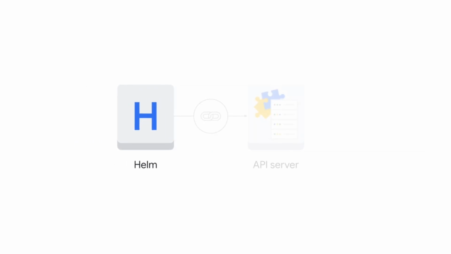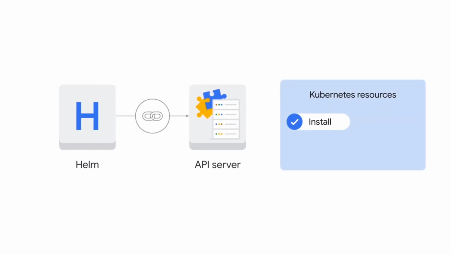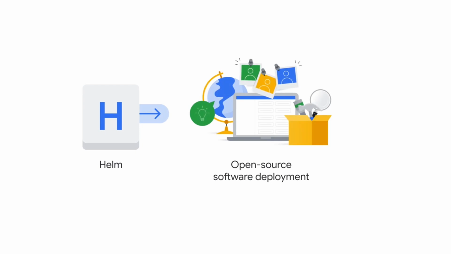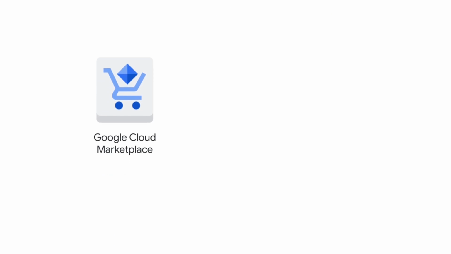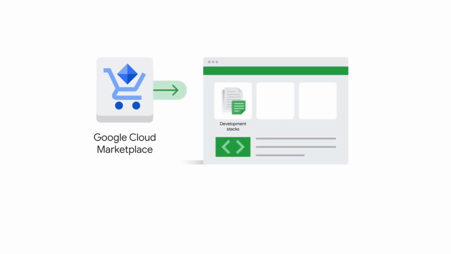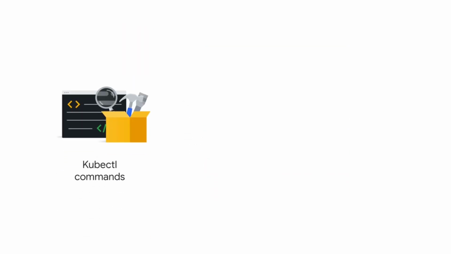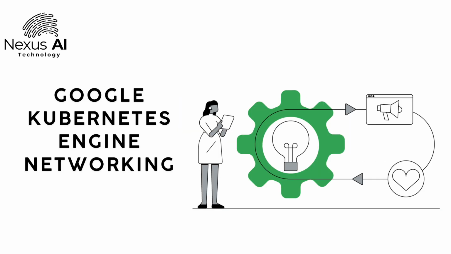Helm and the API server work together to install, upgrade, query, and remove Kubernetes resources. Helm makes open source software deployment easier and reduces the risk of error, but the tool still needs to be managed. Google Cloud Marketplace offers development stacks, solutions, and services to help manage and accelerate development. And thanks to kubectl commands and Helm charts, installation is automated.